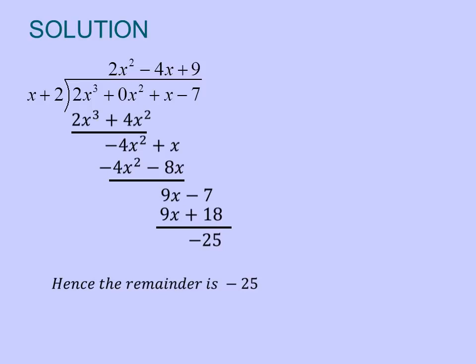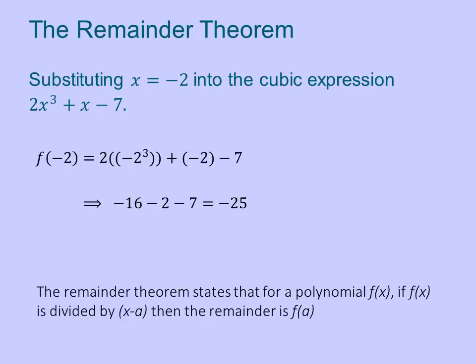How did we get on? The quotient is 2x squared minus 4x plus 9, and clearly the remainder is negative 25. The divisor was x plus 2. So if we substitute in negative 2 into the cubic, we should get a remainder of negative 25. As you can see, I've substituted x equals negative 2 into the cubic expression of 2x cubed plus x minus 7. I get negative 16 minus 2 minus 7, which gives me negative 25.